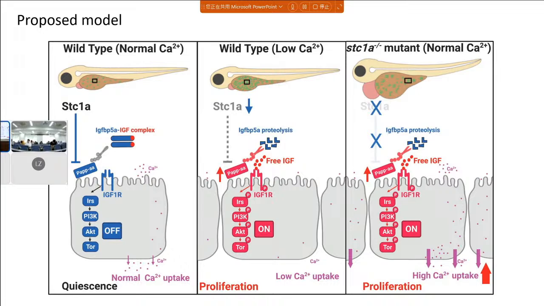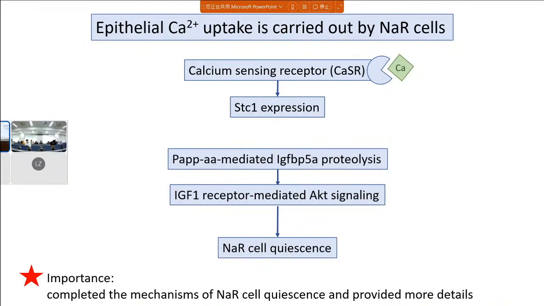As for the STC1A mutant fish, the loss of STC1A leads to IGF binding protein 5A proteolysis, and then activates the IGF signaling. It's quite similar to the wild type fish when it's in low calcium concentration, but it is just the STC1 is completely absent in this condition.